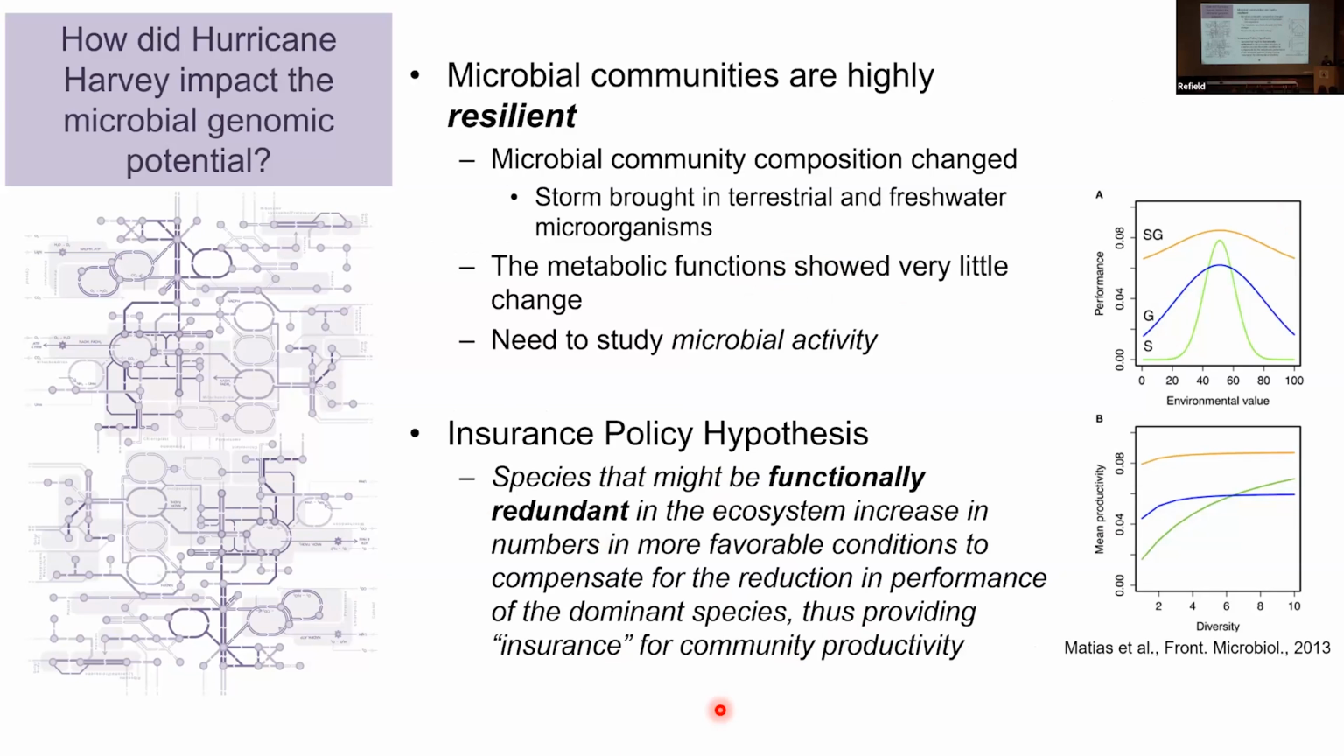is as I was trying to understand the data, I came upon the insurance policy hypothesis, where species that might be functionally redundant in the ecosystem increase in numbers in more favorable conditions to compensate for the reduction in performance of the species, thus providing insurance for community productivity. So basically, by having microbes that can do a little bit of everything, maybe not perfectly, if there is a disturbance, they can all still do things not perfectly, but as a whole, they can do it together.